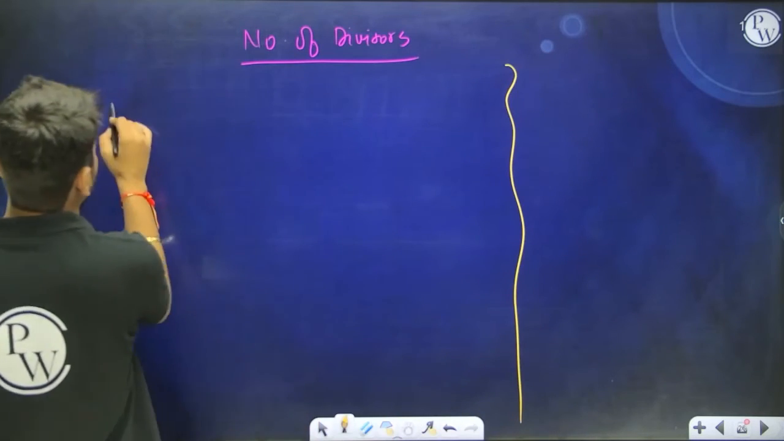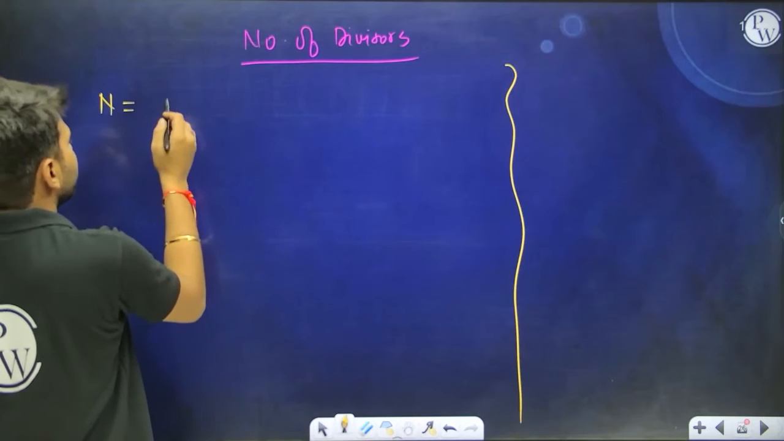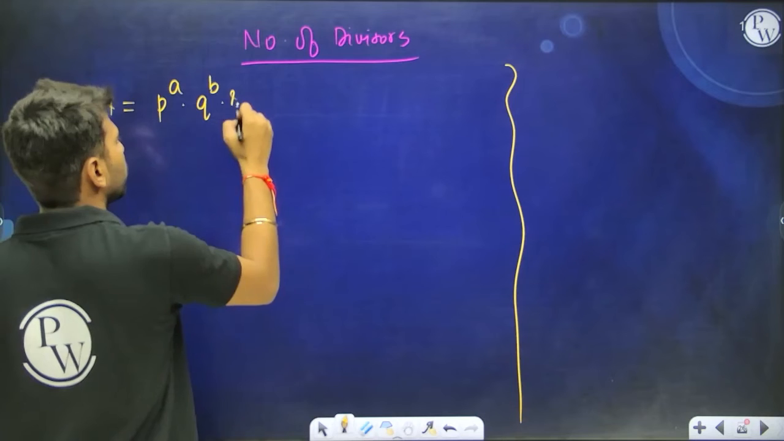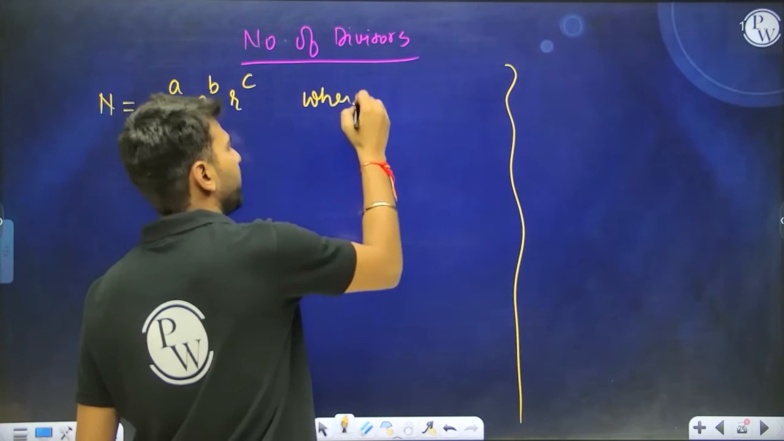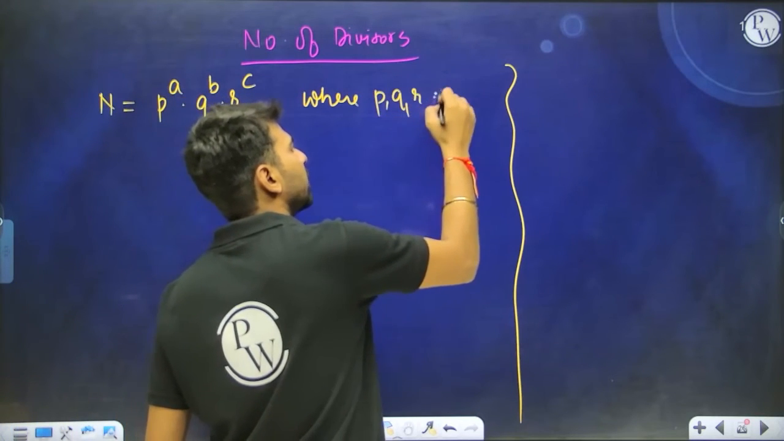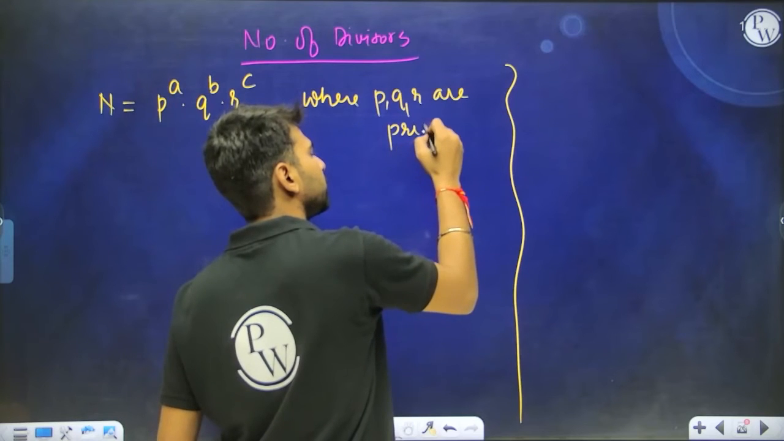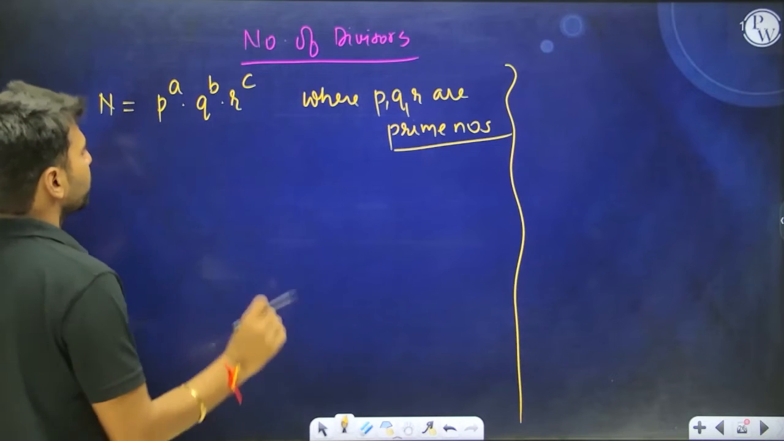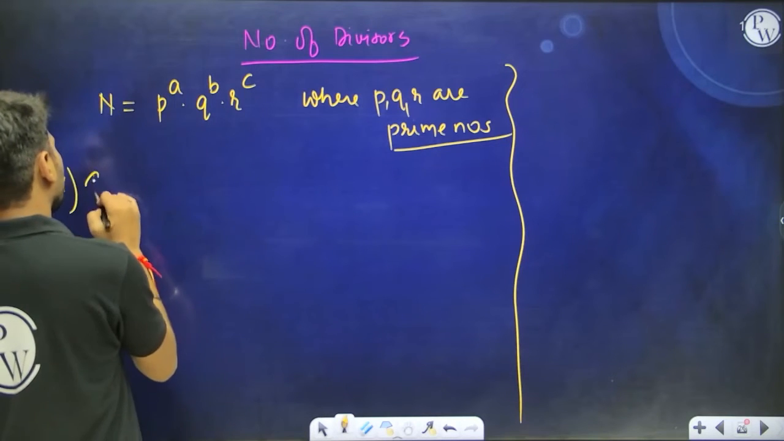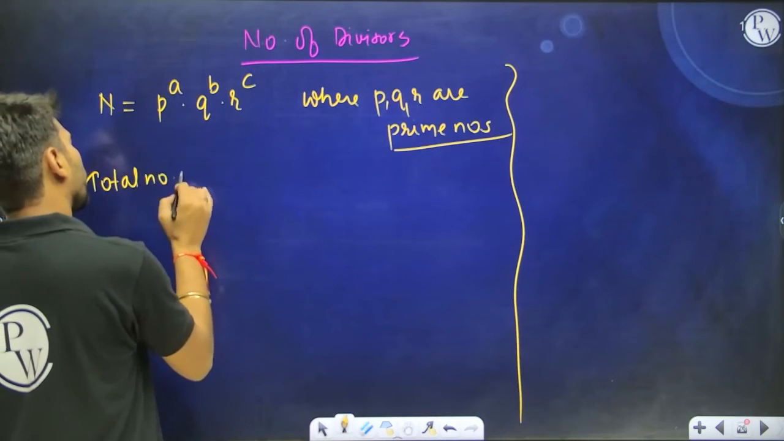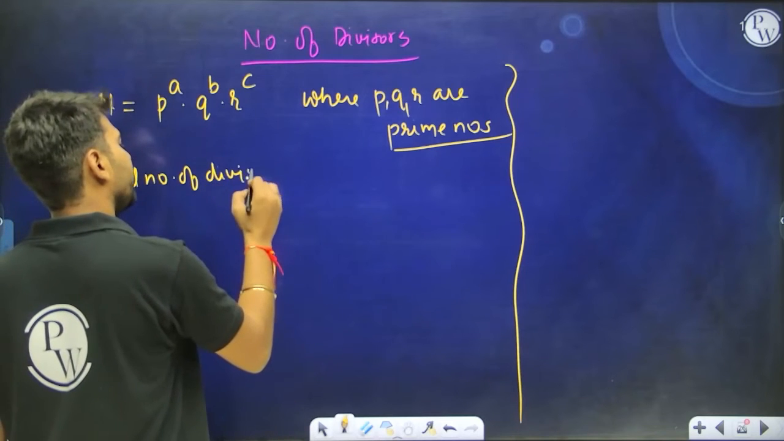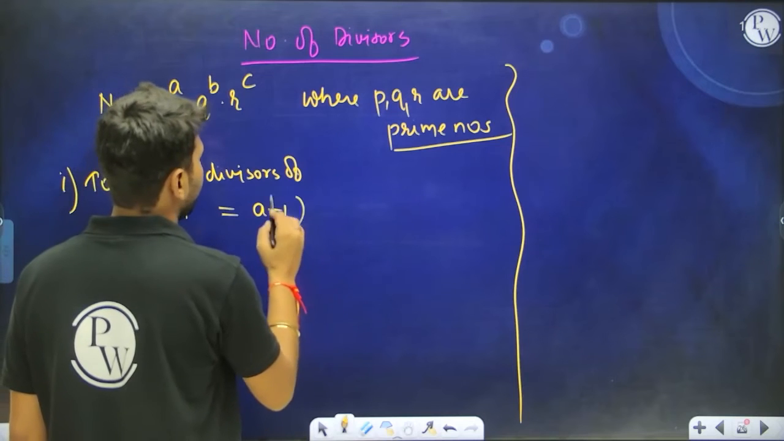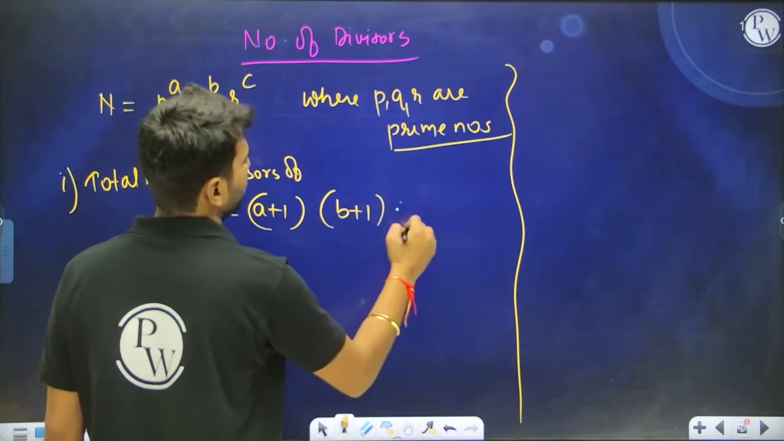Let's say I have given you a natural number n, and it can be written like this: p to the power a into q to the power b into r to the power c, where p, q and r are prime numbers. Prime numbers means the numbers which are divisible by 1 and itself. Then the total number of divisors of n, if I am asking you, will be equal to (a plus 1) into (b plus 1) into (c plus 1).